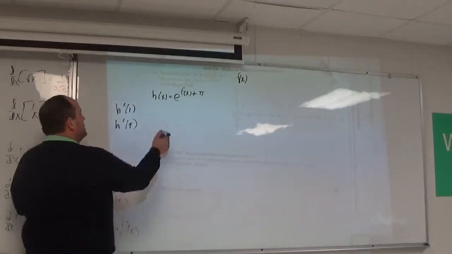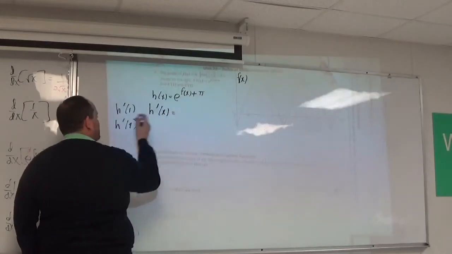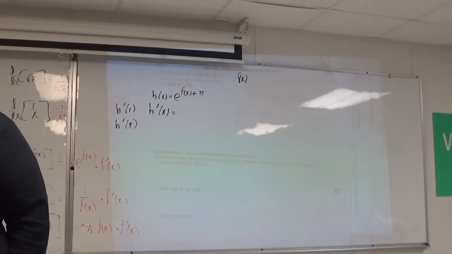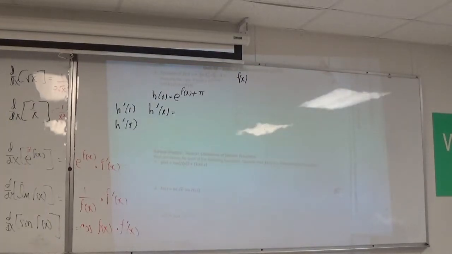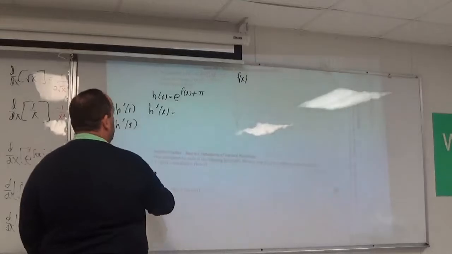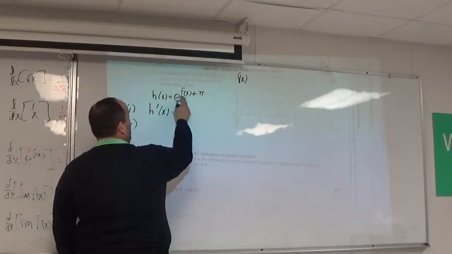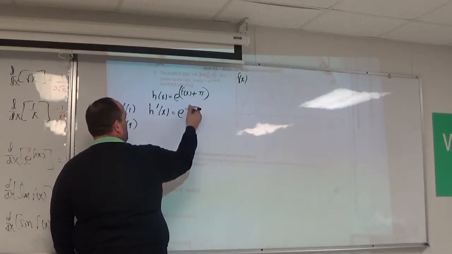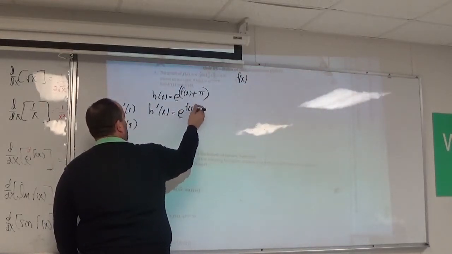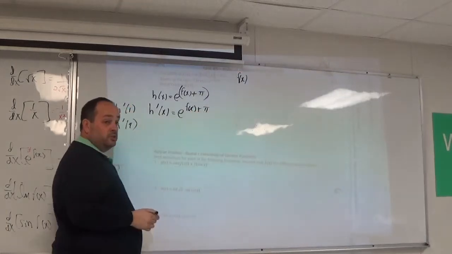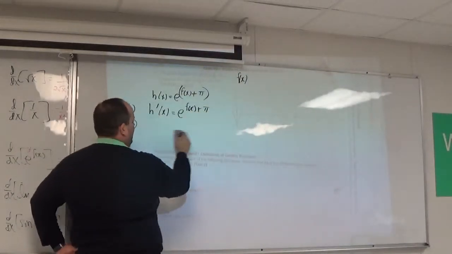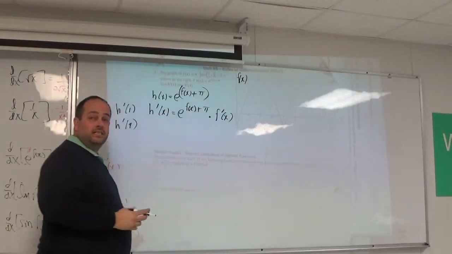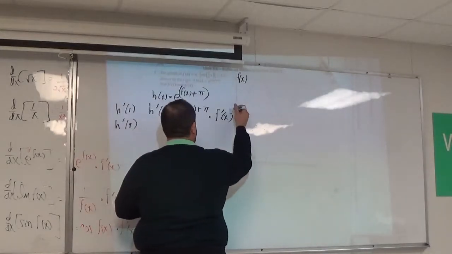You've got to find h prime of x, and I would hope everybody can find h prime of x pretty quickly. E to the power of f of x plus pi. So what's that going to be? E to the power of all that stuff, right? So the derivative is e to the power of f of x plus pi, because that exponent doesn't change, times f prime of x. Honestly, probably worth 2 points. Check, check.